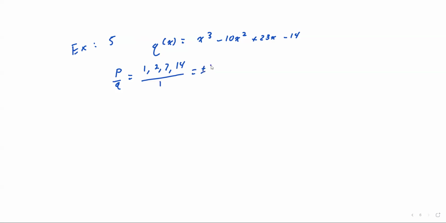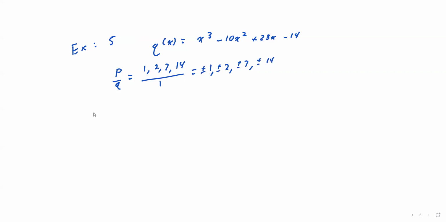So let's look at 5. Q of x is equal to x cubed minus 10x squared plus 23x minus 14. So my p divided by q is plus or minus, well, do this first. So 1, 2 goes into 14, 3, 4, 5, 6, 7, and then 14. There we go. And then just 1. So this gives you plus or minus 1, plus or minus 2, plus or minus 7, plus or minus 14.